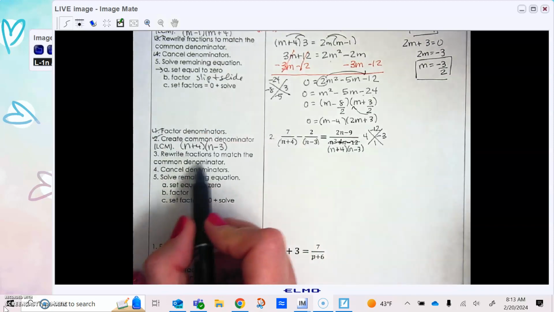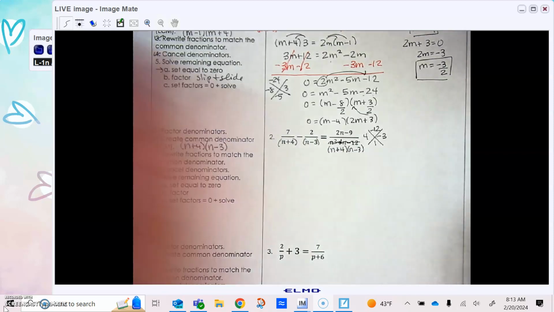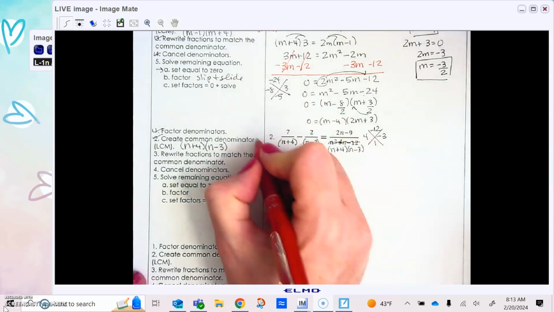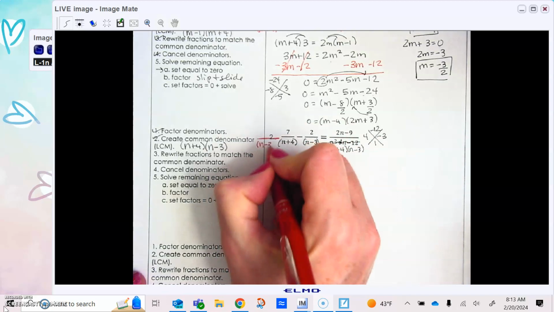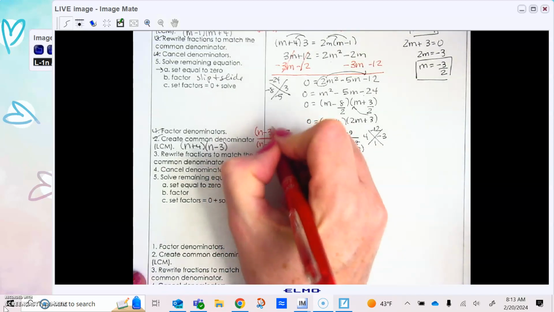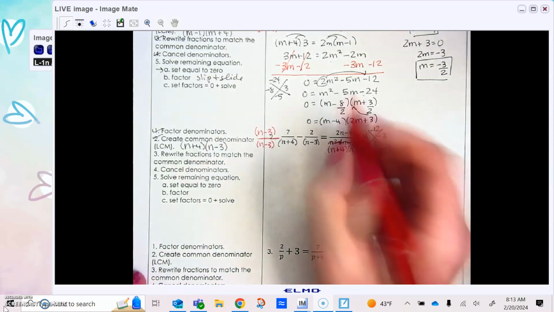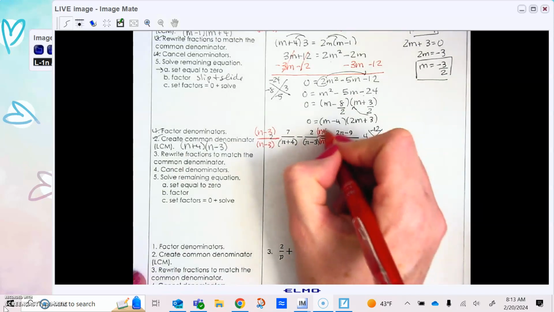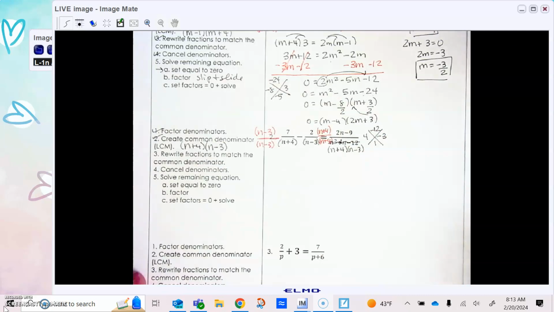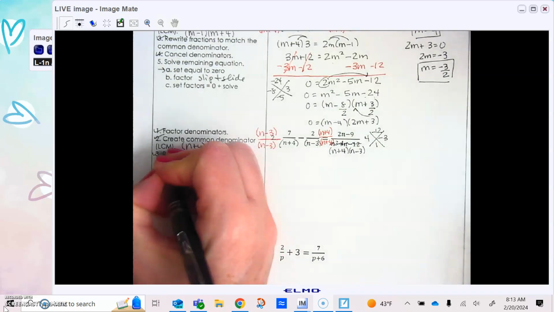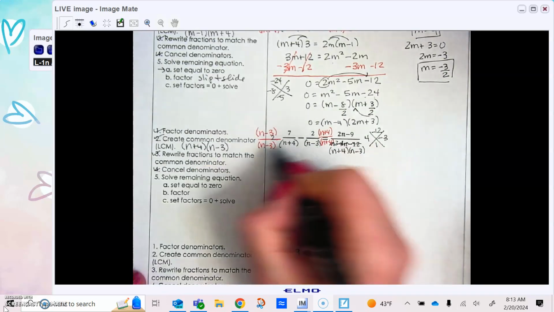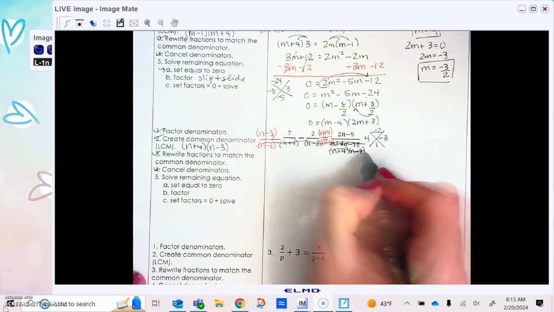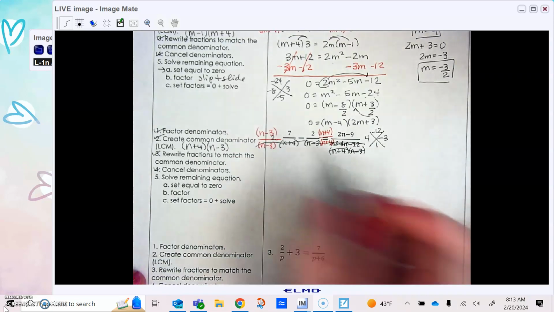So now rewrite the fractions to match. The first fraction needs the n minus 3, top and bottom. The second fraction needs the n plus 4. And the last fraction's good. So I've rewritten them. Now I'm going to cancel the denominators and solve the remaining equation. So I'm going to write that down.